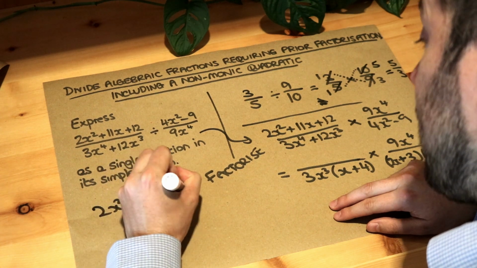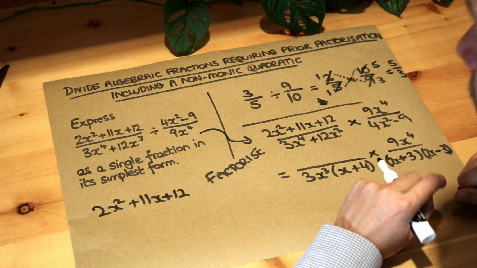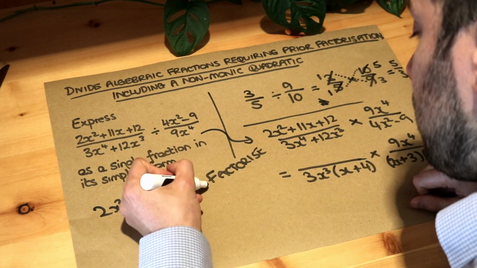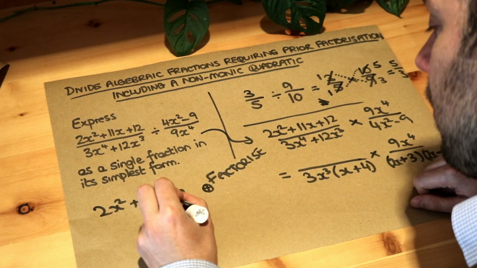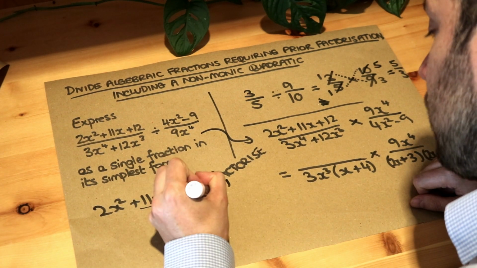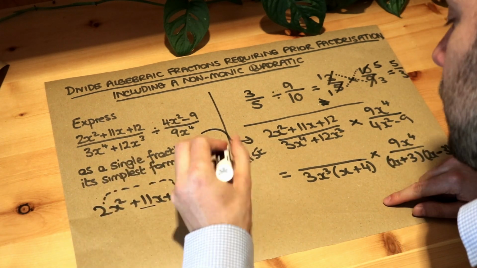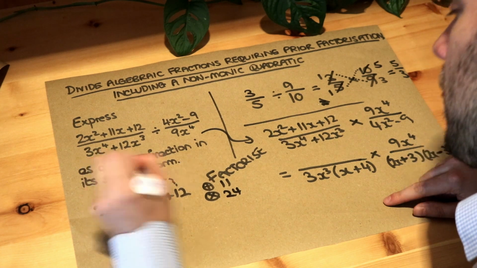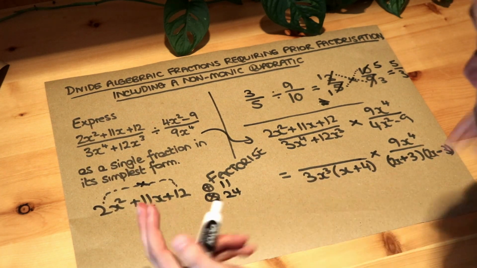Now I covered this and recapped it in the previous video, so I'm going to do it quite quickly here, but we can use a method called splitting the middle term. So what we do is we find two numbers that add to give the middle number, the number in front of the x, which is 11, and we find two numbers that times to give the first times the last number. So 2 times 12 is 24. What are those two numbers that add to give 11 and times to give 24? Well, they're 8 and 3.